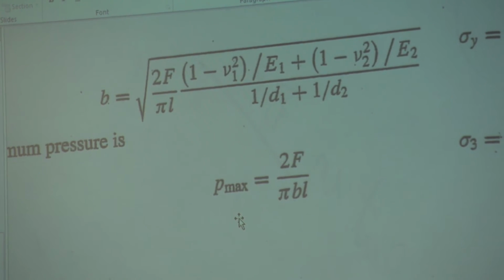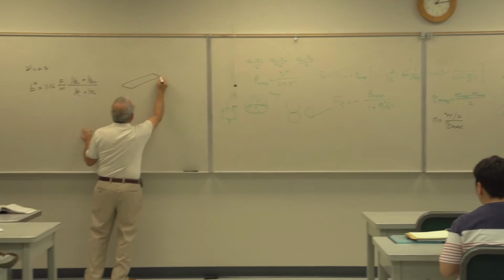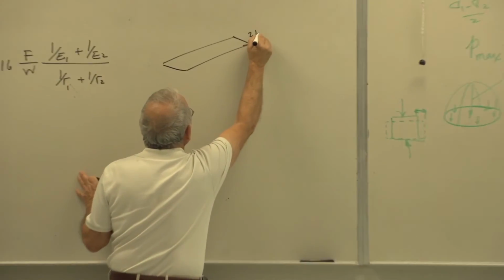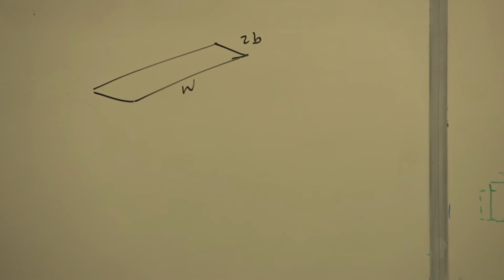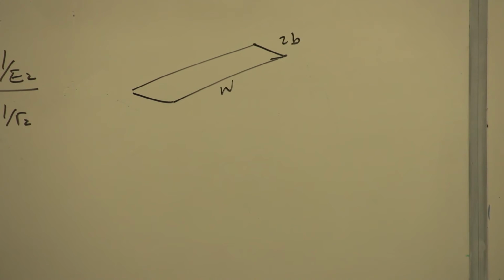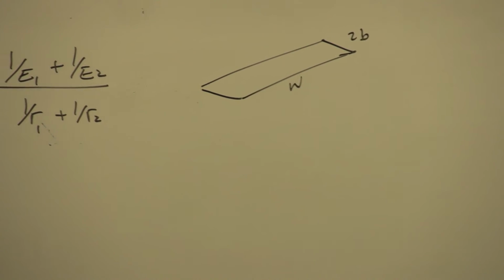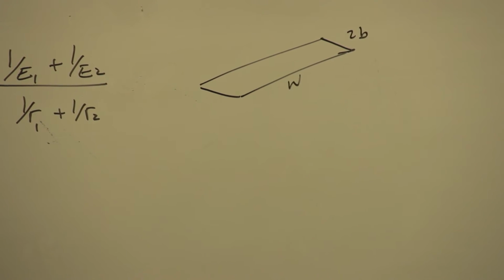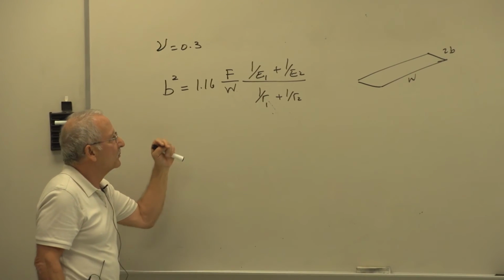So what this is essentially, here's your contact patch. This is 2B, and that's W. If you put all of these in, put in the value for pi and all of that, that equation reduces to this, calculating B squared.